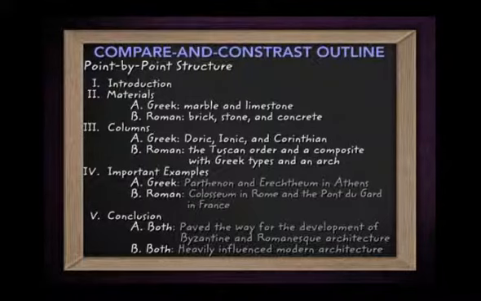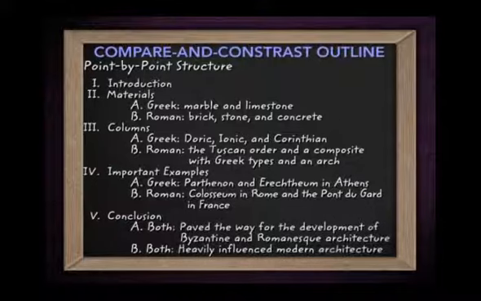Important examples, I have the Greeks with the Parthenon, the Erechtheum in Athens. I have the Romans with the Colosseum in Rome and the Pont du Gard in France. Conclusion: both the Greeks and the Romans paved the way for Byzantine and Romanesque architecture, and both the Greeks and the Romans influenced modern architecture very heavily. That outline works very well. The heads are parallel. I have enough information there to deal with.